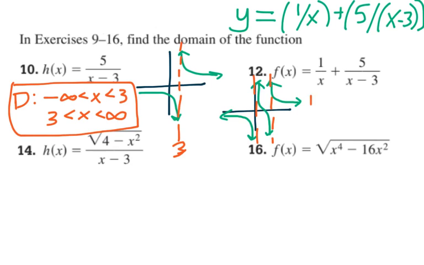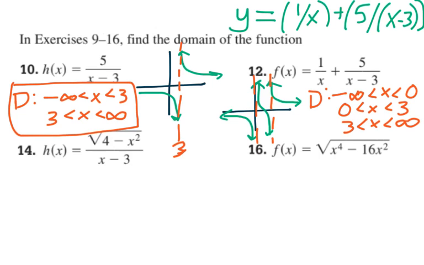So the domain, as it was before, comes from negative infinity, stops at 0. So we're going to have a lot of pieces to this inequality. Negative infinity is where our x's are, but then they stop at 0. Then from 0 to 3, we're still existing. And then from 3 to infinity. And so that's your domain for that.